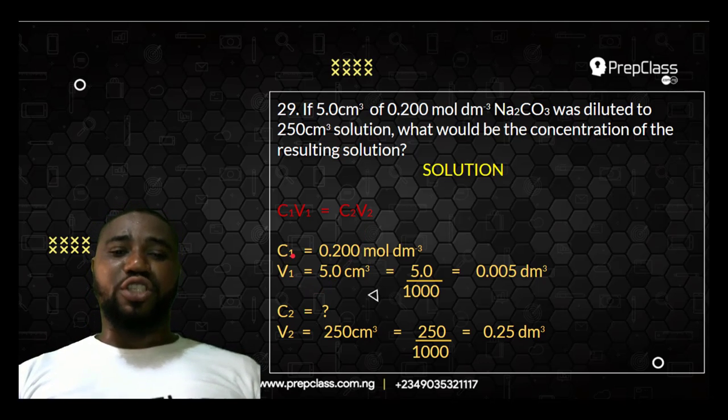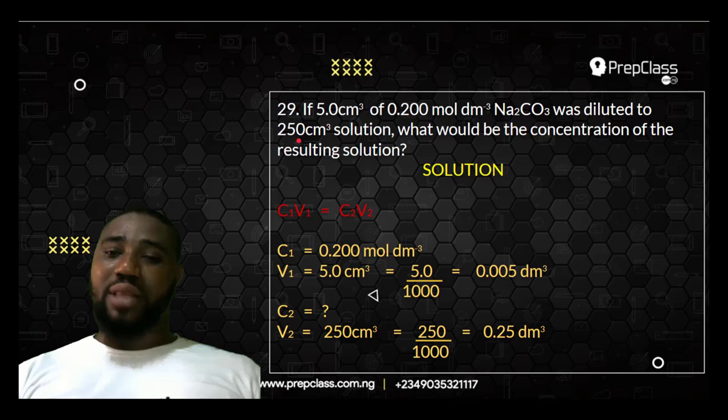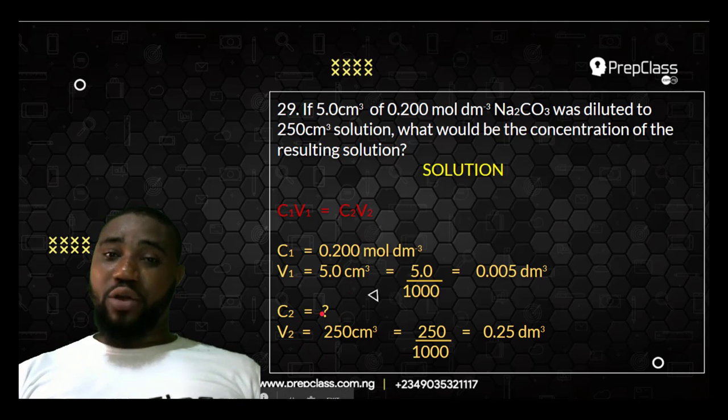So the first concentration C1 is 0.2 mol/dm³. The first volume V1, you have to convert from cm³ to dm³, and cm³ to dm³ is divided by 1000. So divide 5.0 by 1000, you get 0.005 dm³. Very simple. C2 is the second concentration. They're asking us the new concentration after adding water. Do you understand? So now C2 is the new concentration we are looking for.